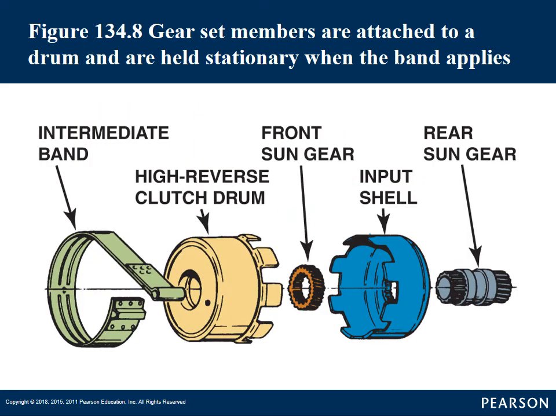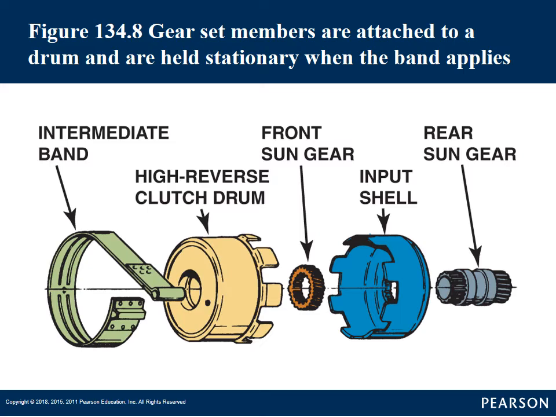Here's a pretty common picture of a band. You can see where the band will wrap around what we call the high reverse clutch drum. In this case, when we apply that band, it grabs and holds that high reverse clutch drum. And then that drum is tied into, as you can see, a sun gear, input shell, and a rear sun gear. It's tied into the planetary gear set.